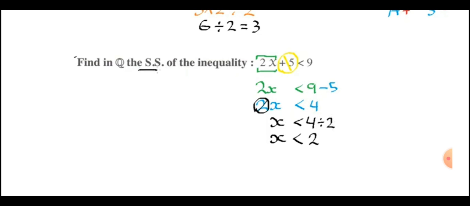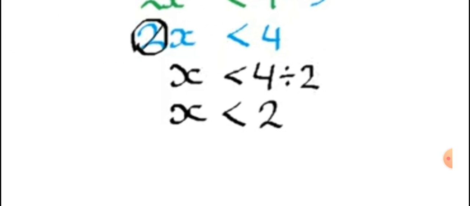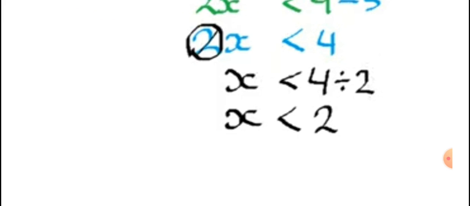Here the SS is an interval, not numbers. Then we can say x less than or more than, here x less than. Then we can say SS equals negative infinity, which is always open, and 2 open. Why 2 open? As we see, here is no equal. That's x less than 2, not less than or equal. Then we can say the interval is from negative infinity to 2. Both of them are open.